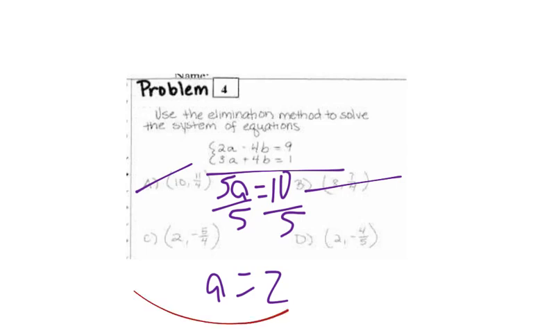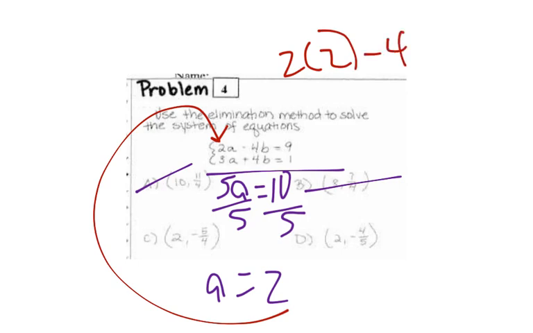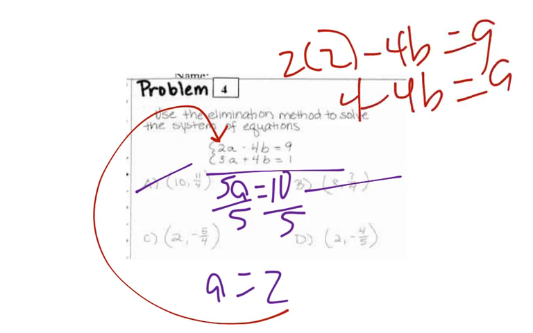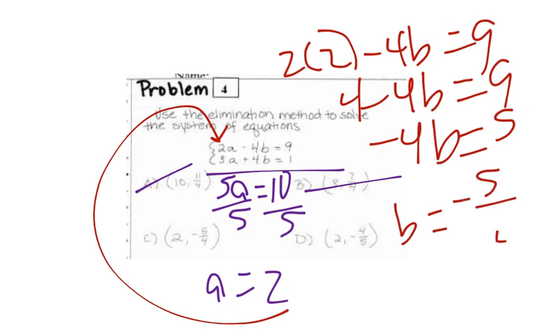Take that number and plug it back in for A. 2 times 2 minus 4b equals 9. 4 minus 4b equals 9. Subtract your 4, negative 4b is equal to 9 minus 4, which is 5. So b is equal to negative 5 over 4. C is your answer.